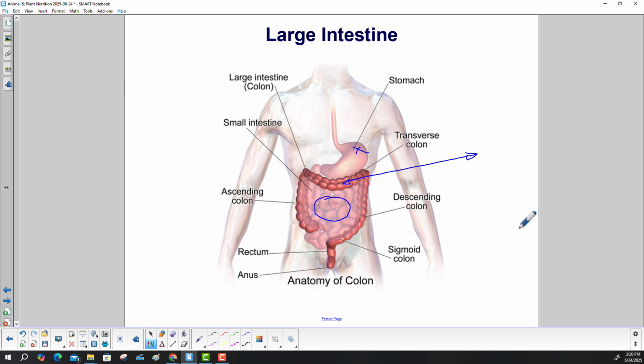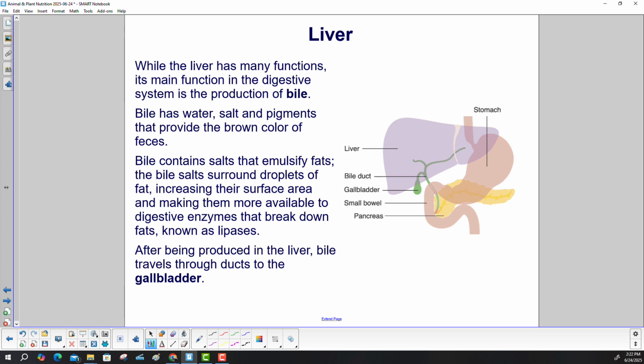While the liver has many functions, its main function in the digestive system is the production of bile. And over here, this is our liver, and over here is the stomach. Bile has water, salt, and pigments that provide the brown color of feces. Bile contains salts that emulsify fats. The bile salts surround droplets of fat, increasing their surface area and making them more available to digestive enzymes that break down the fats, known as lipases.